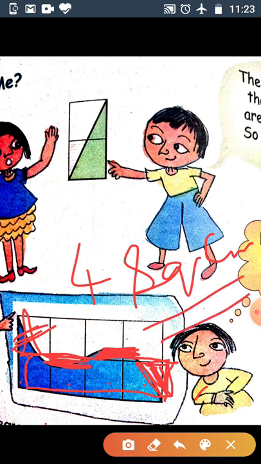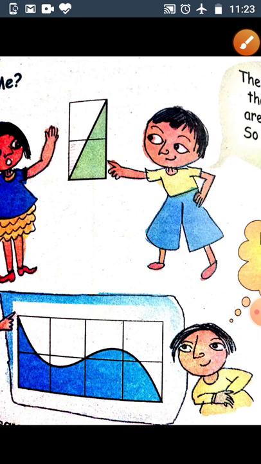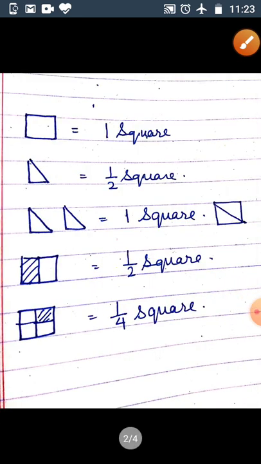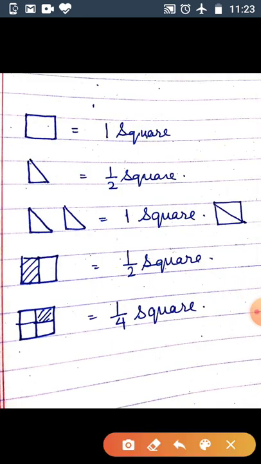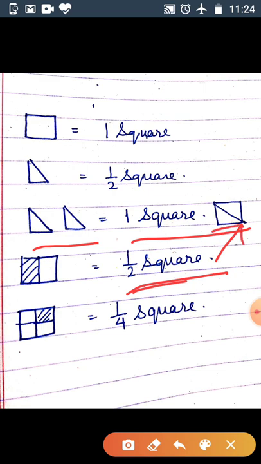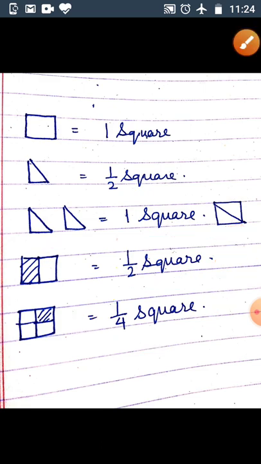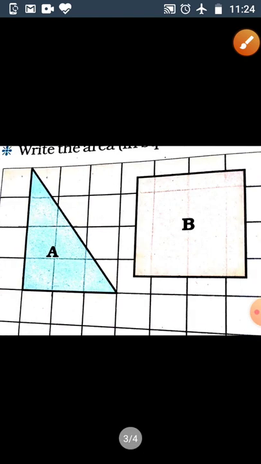Okay. Now, let us see more examples. Before that, children, you should know that 2 triangles make 1 complete square. 2 half squares make 1 complete square. And 4 quarter squares make 1 complete square. Okay. Now, let us see the example.